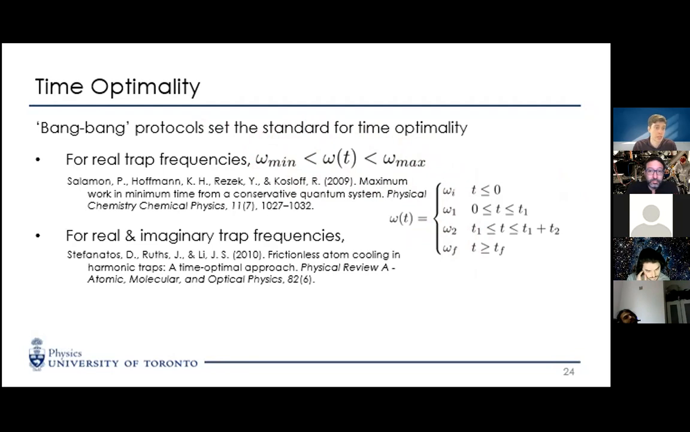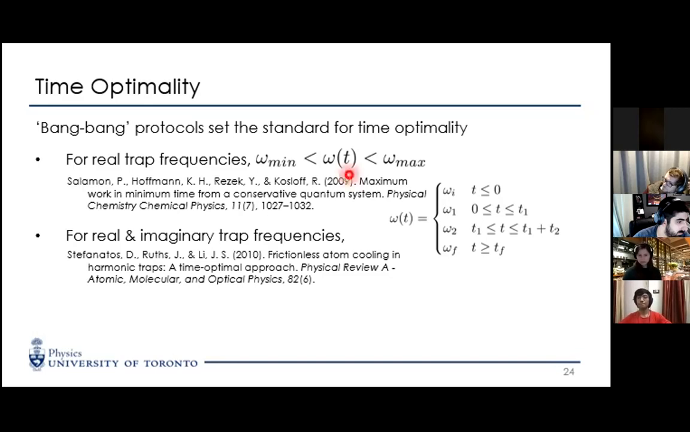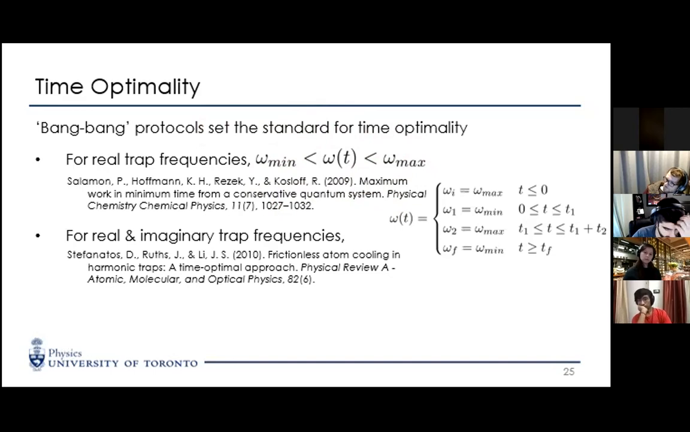And in particular, the time optimal bang-bang protocol is when you saturate the bounds that your trap frequency is limited to. So the time optimal bang-bang protocol is when we jump between the minimum and the maximum values that we're allowed to have. And a year later, Stefanatos and others showed that when you include imaginary trap frequencies, in other words, when you include the possibility of having an inverted oscillator, the time optimal protocols also follow this bang-bang form.